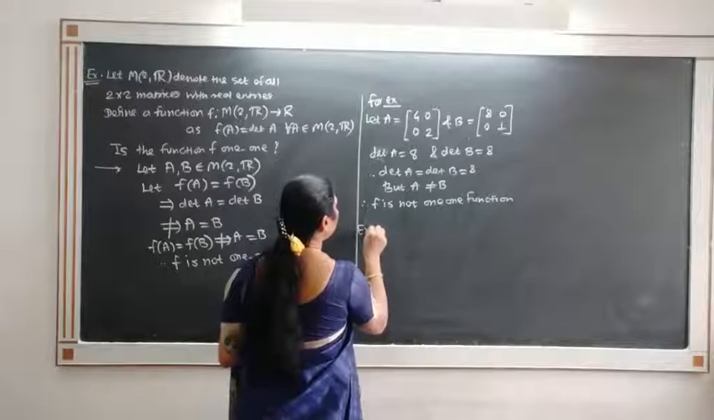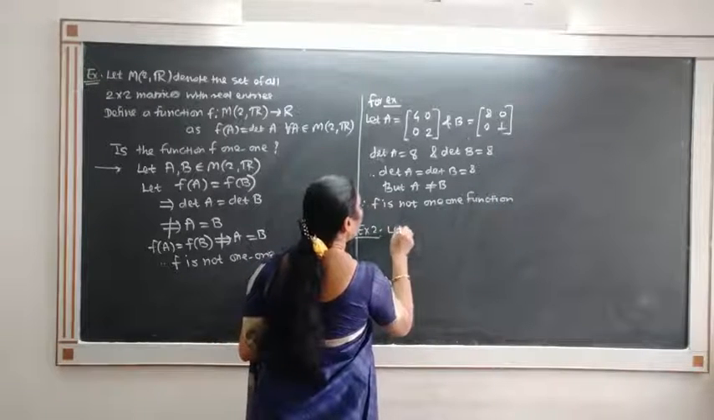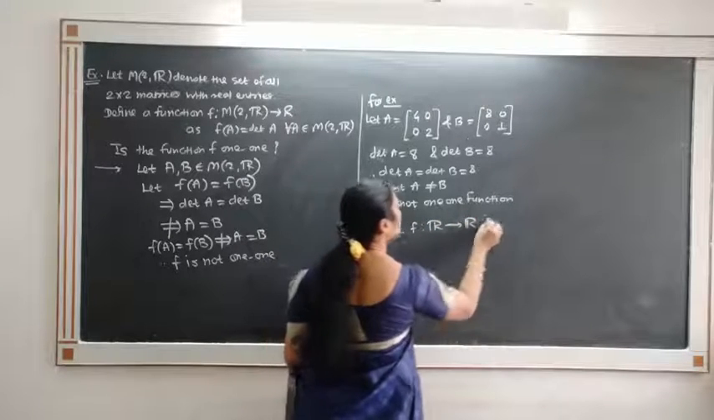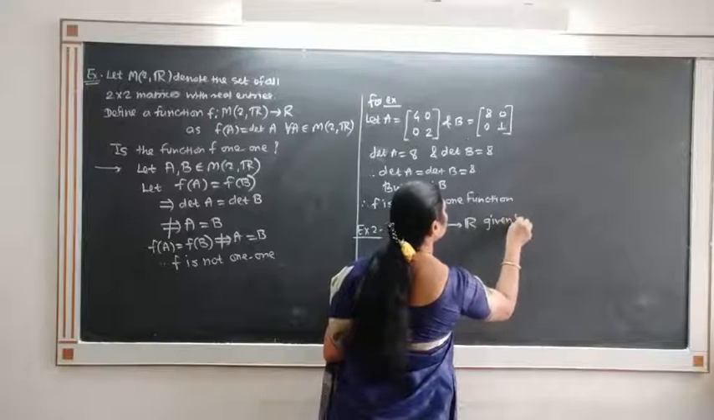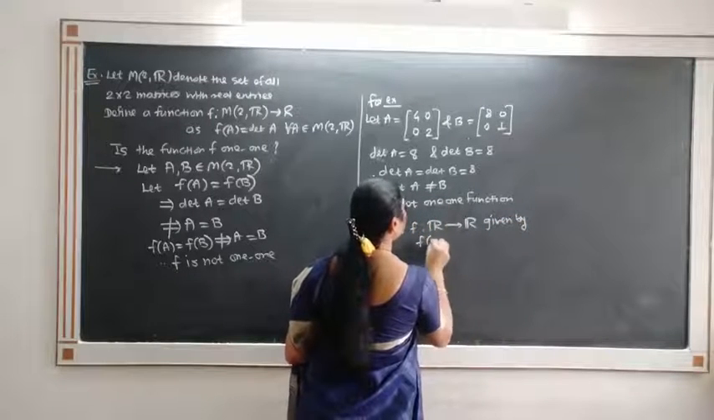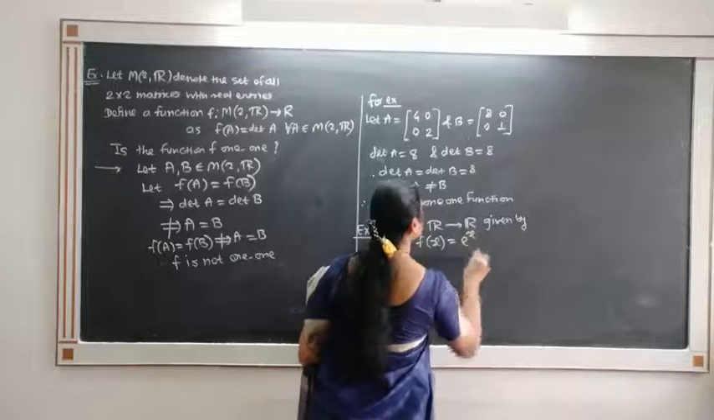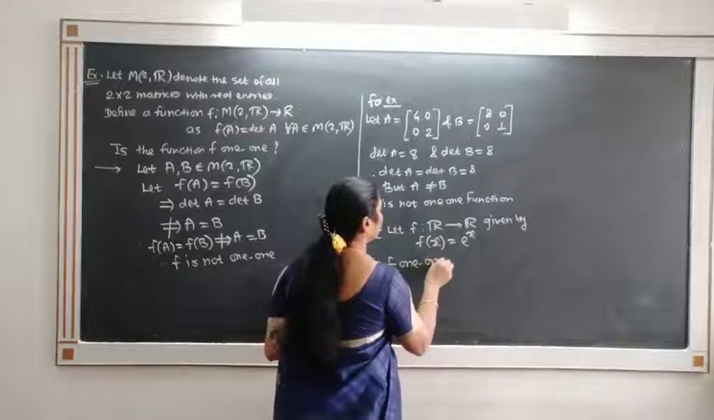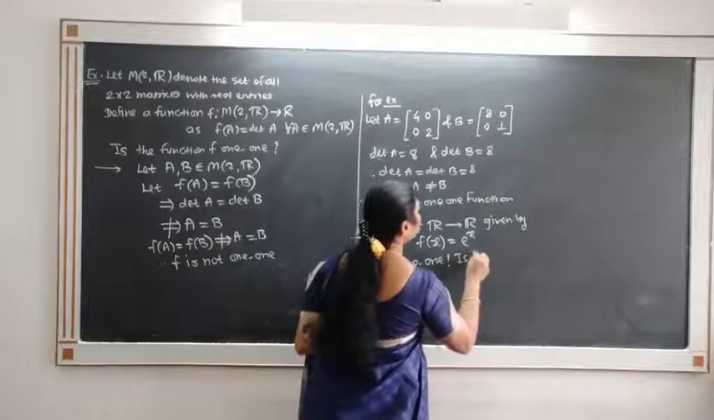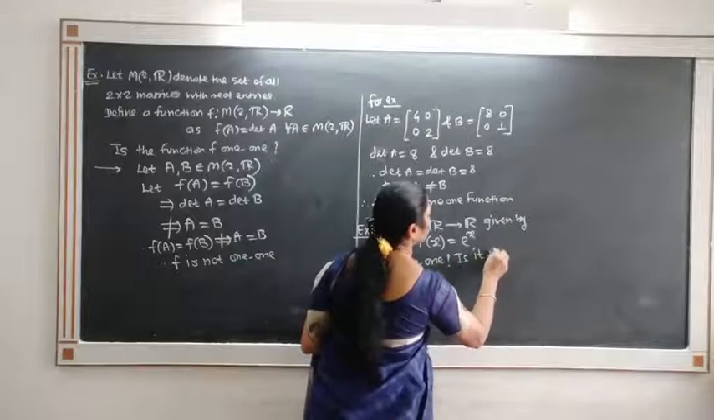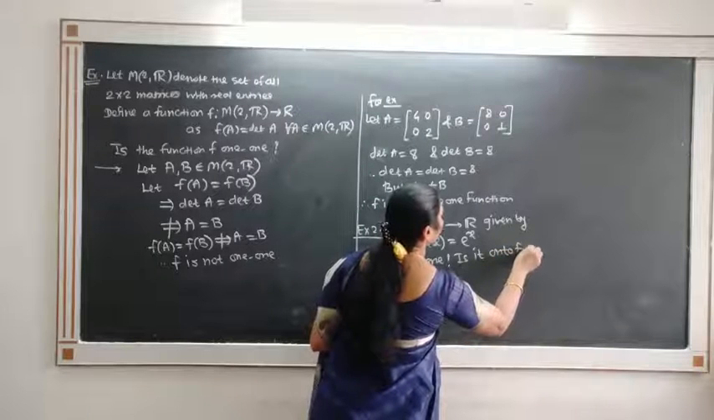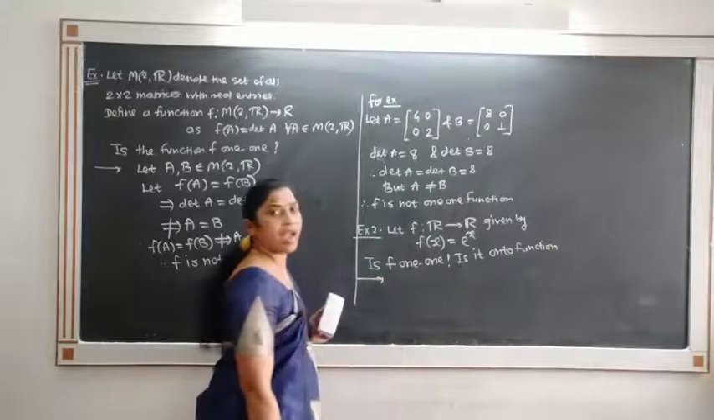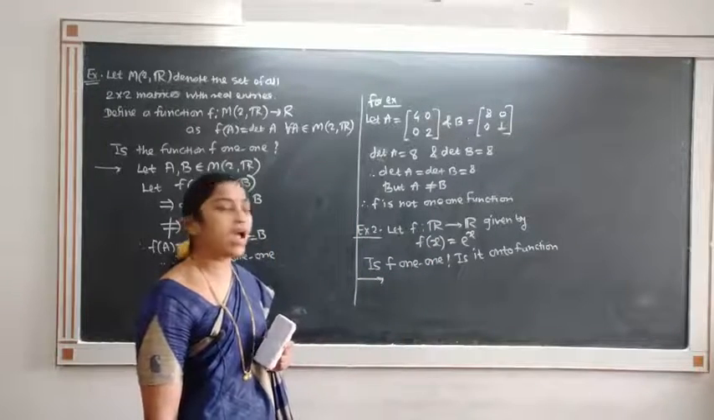Consider second example. Let f be a function from real numbers to real numbers given by f of x is equal to e raised to x. Is f one-one? Is it onto? So the function is given to be f of x is equal to e raised to x, and you want to check whether it is one-one and onto.